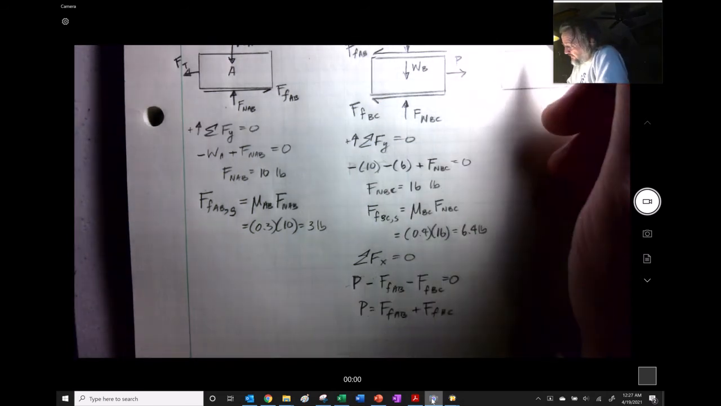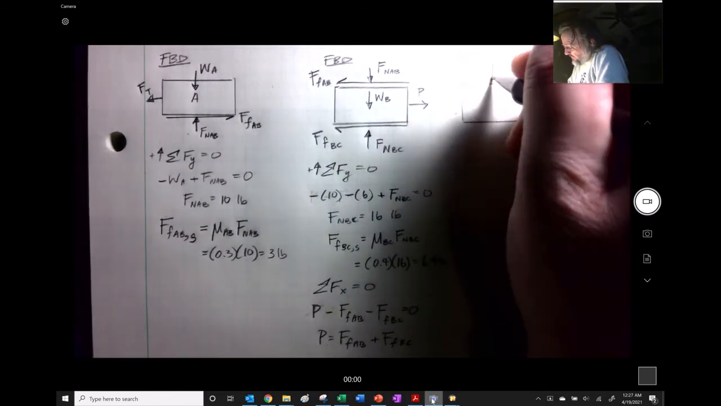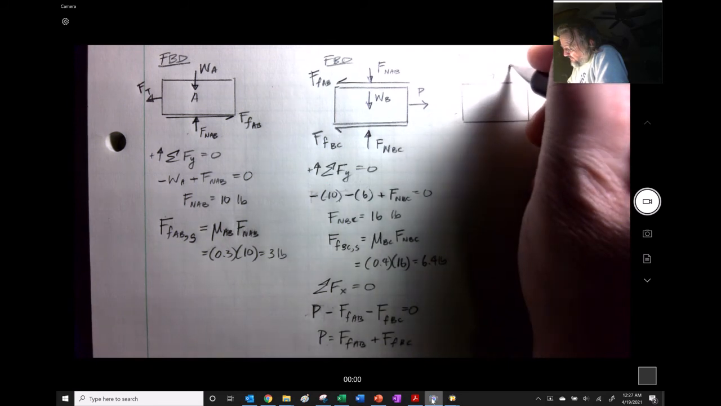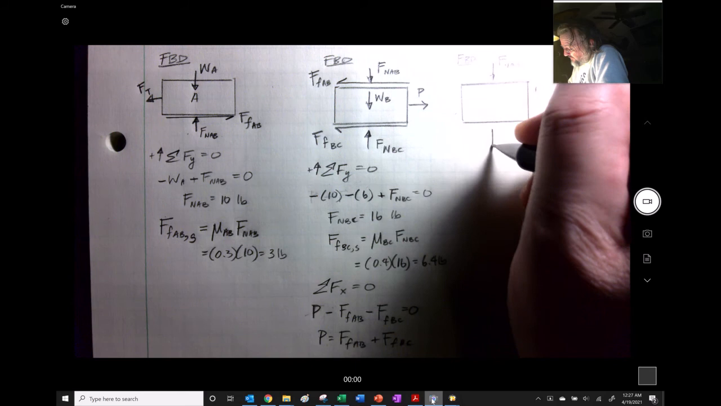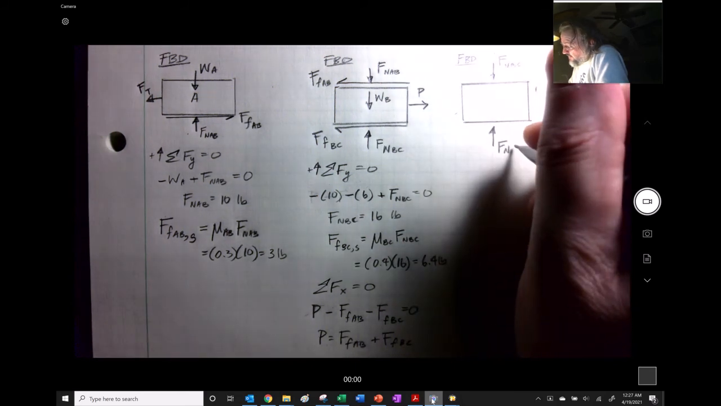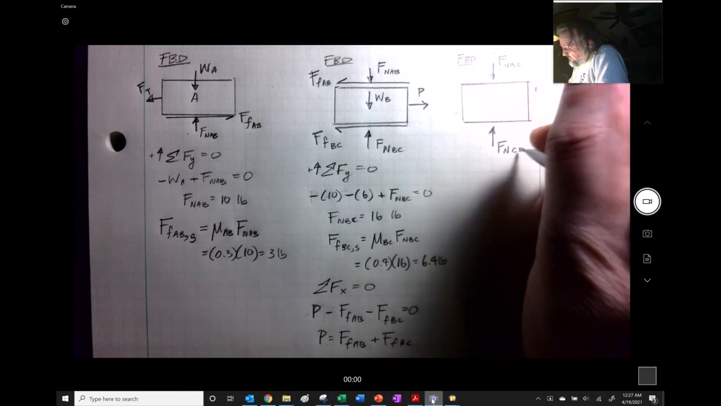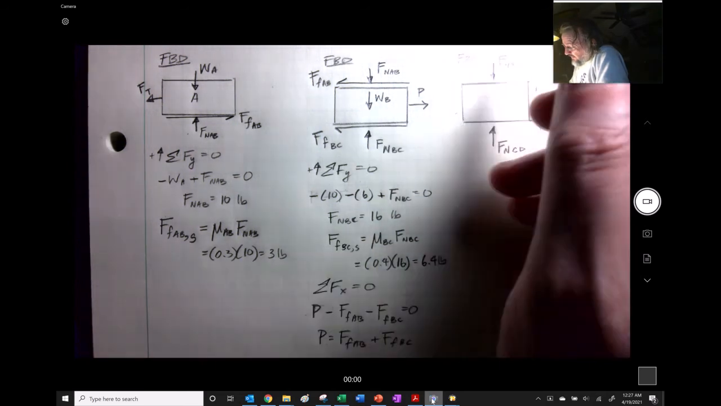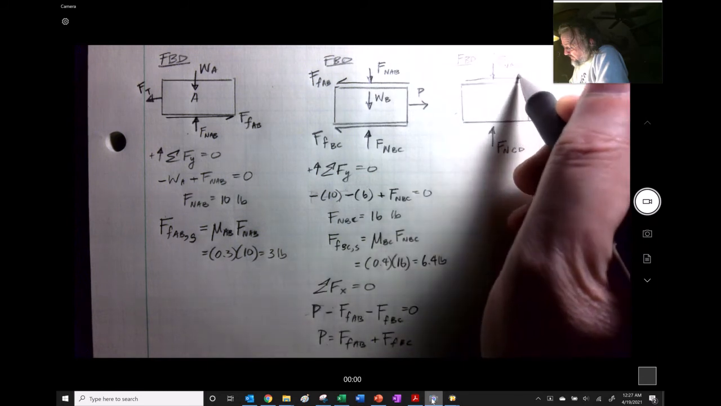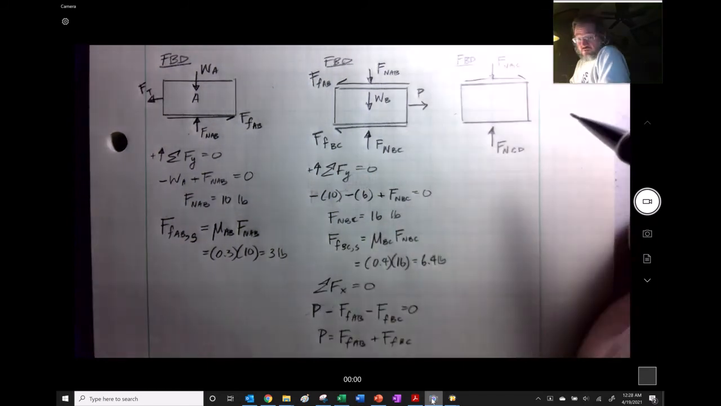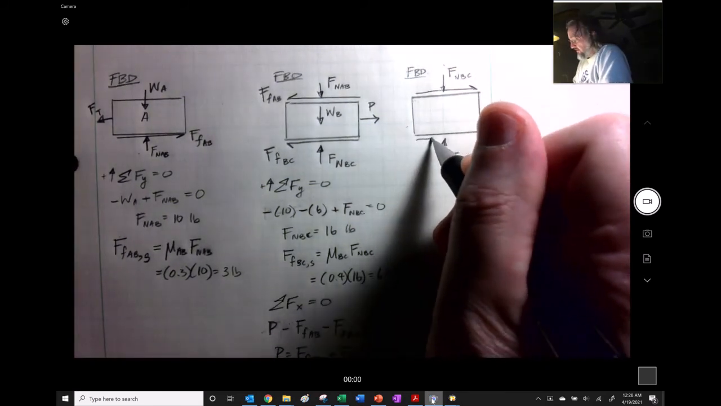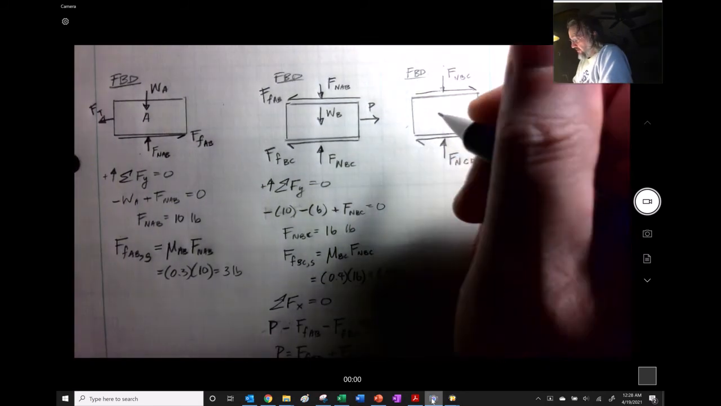And lastly, we'll put this guy on here. We're going to have this guy down here, and he's going to have F_NBC, and then here's going to be F_NCD, and he's going to be trying to be dragged in this direction right there, right? But he's going to try to be stopped by this direction right here.